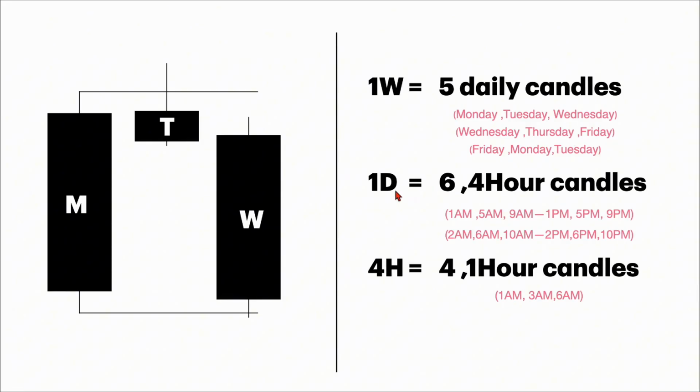We know that in a single daily candle, there are 6 4-hour candles: 1, 5, 9, and 1, 5, 9 for Forex, and 2, 6, 10, and 2, 6, 10 for futures. We also know that in 1 4-hour candle, there are 4 hourly candles, and the hourly candles you need to focus on are the 1, 3, 6 a.m. candles. PM candles will be covered in the next video.